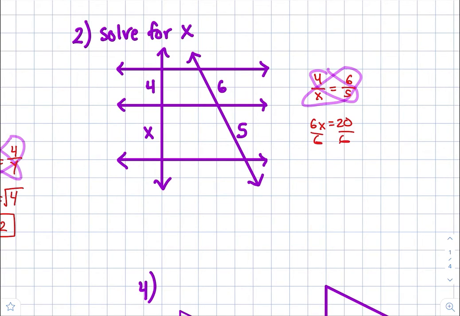Divide both by 6. X is gonna roughly 3.33333 and so on. So you round to the nearest tenth though. So that means you look at this, because that's the tenth place. This helps you to determine if you round up or not. So since it's a 3, that means you just keep it. So that means your answer should have been 3.3.